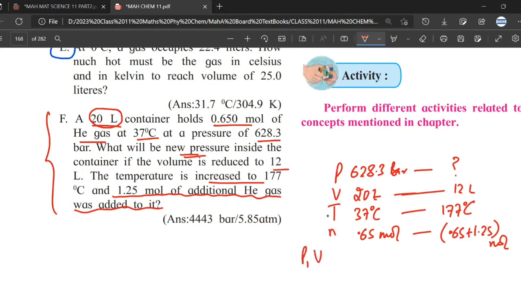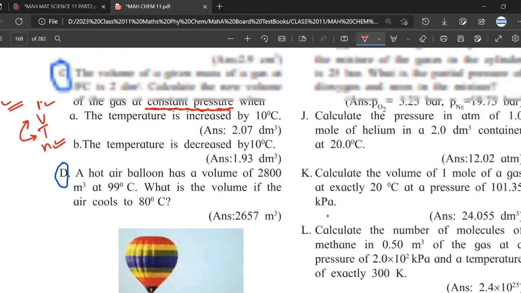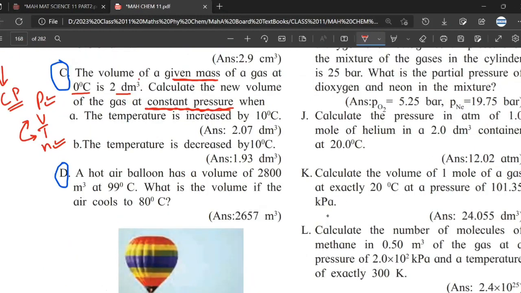So here the state 1 is P1, V1, T1, n1, and the state 2 is P2, V2, T2, n2. You need to be very clear when you are doing the exam, because in an exam they will give you all kinds of numericals. You won't be aware which law is applicable, so you have to study the numerical very closely. Have you understood what I'm saying?